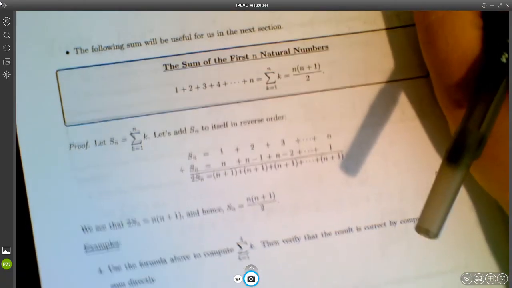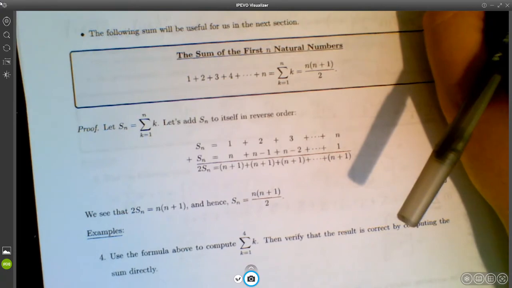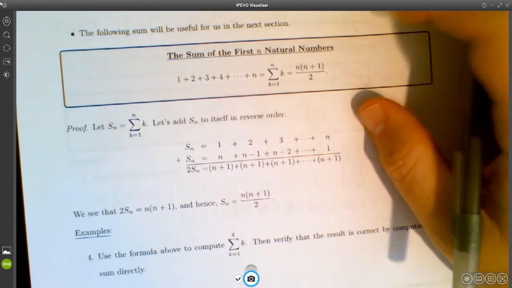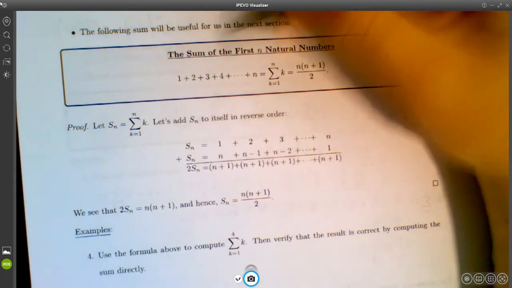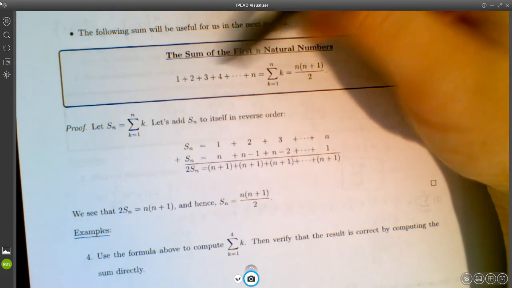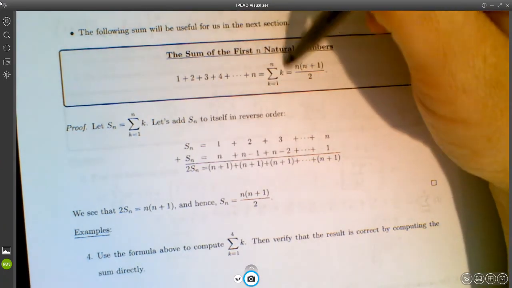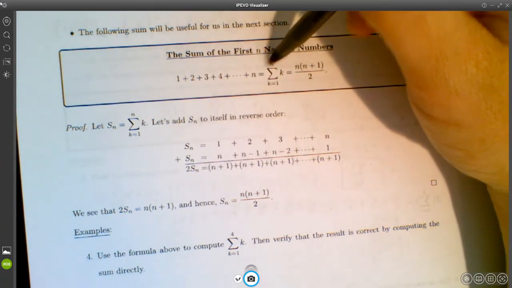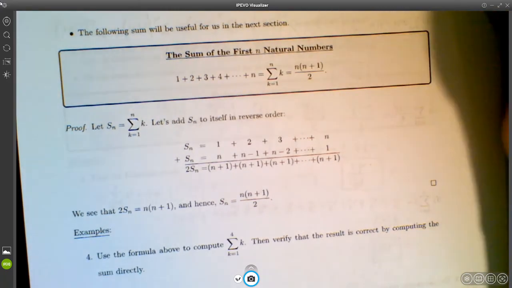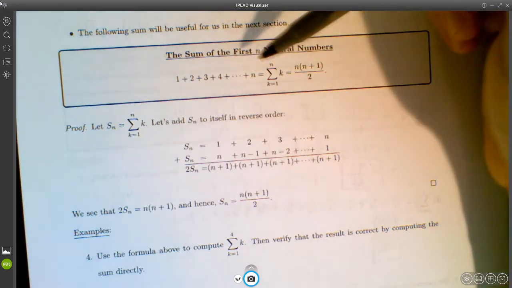Here's a particular sum that's going to be useful for us in the next section, so in 6.9. This is going to be a very useful sum for us to know. It turns out that if you add up the first n natural numbers, here's the summation notation for that, you're going to get n times n plus 1 over 2. And here's a proof of that fact.